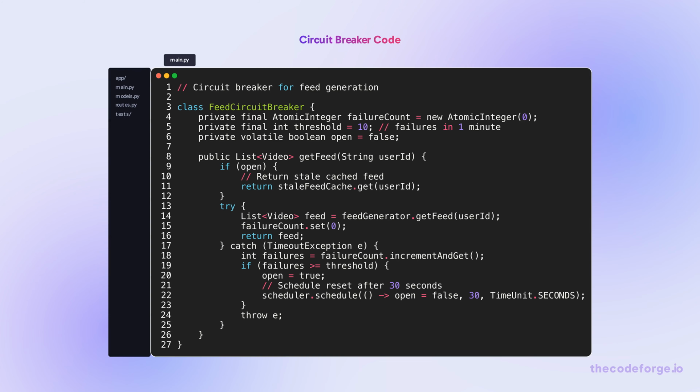This circuit breaker pattern prevents cascading failures. If the feed generator times out 10 times in a minute, it opens the circuit and returns stale cached feeds. After 30 seconds, it resets. This keeps the system responsive during spikes.